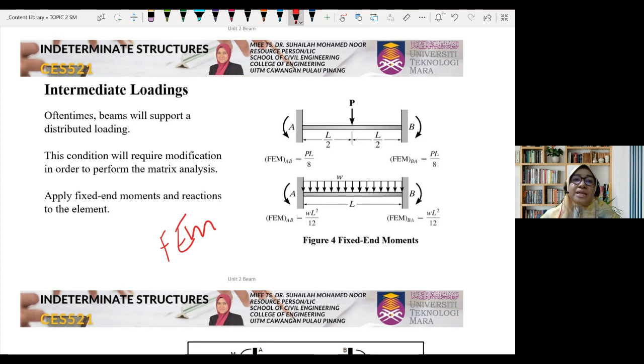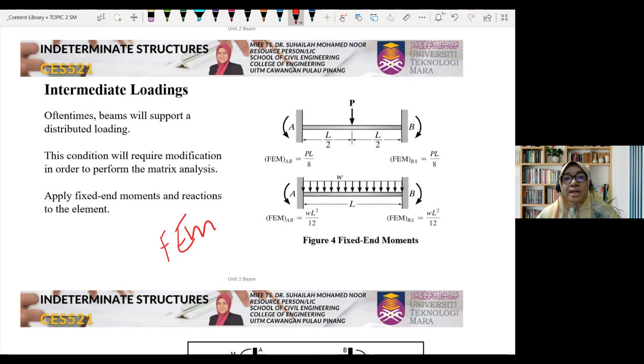Okay, in intermediate loading, what we need to understand is that in the stiffness matrix method itself, we only analyze the displacement and forces at nodes. So when we have intermediate loading, we have to distribute the loading to the nodes by using the formula.